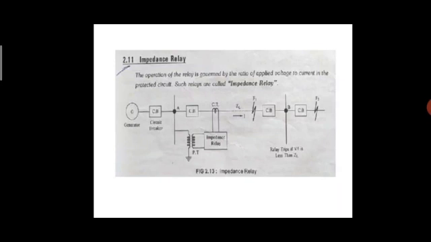G means generator, CB circuit breaker, A to B points, CT current transformer. The CT and PT are connected to the impedance relay, which is energized by the potential transformer and CT. The dotted line represents the protected zone. F1 is the point 1 fault, F2 is the point 2 fault.